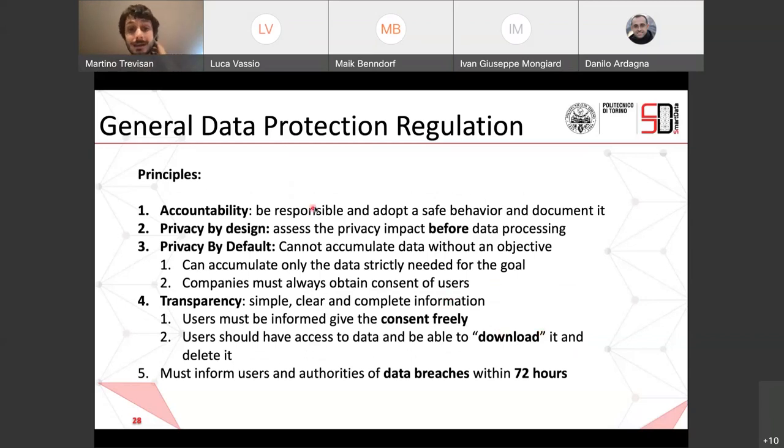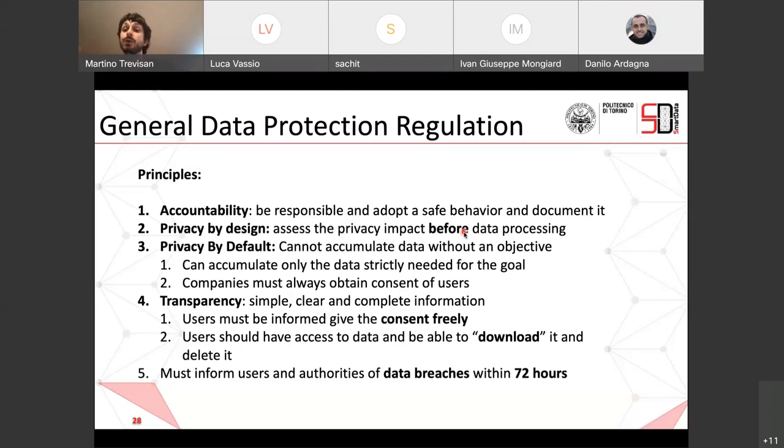So according to GDPR, data processing must respect accountability, so be responsible for what you do and also document what you do with personal data. Privacy must be by design. When you design a system related to privacy, you must assess its impact before deploying it. Privacy must be by default, so you cannot accumulate data without a purpose.